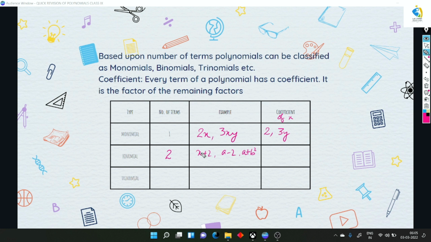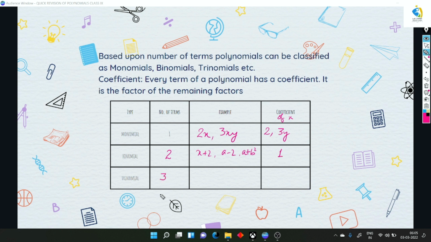Now let's go for the coefficient of x here. The x is present only in the first binomial. The rest of the binomials don't have any x. So the factor of x is only 1, so the coefficient will be 1.